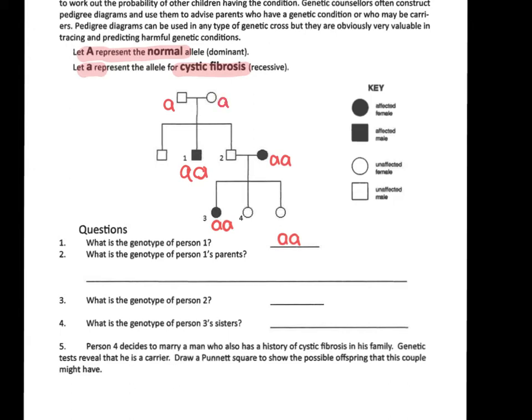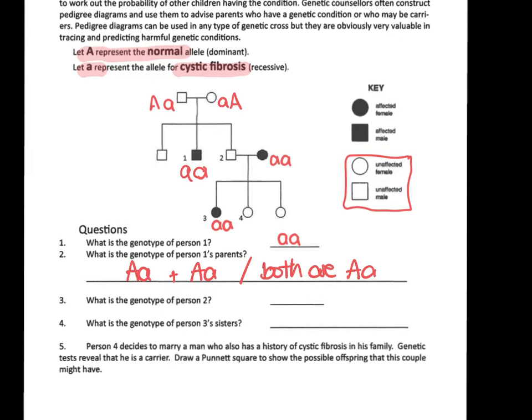But yet, the key shows us that those people are both unaffected, so they must have a big A to make them normal. So we can be sure that both of the parents are big A, little a. So you either write big A, little a and big A, little a, or you can write both are big A, little a. Okay, you need to make that clear that both of them are big A, little a.